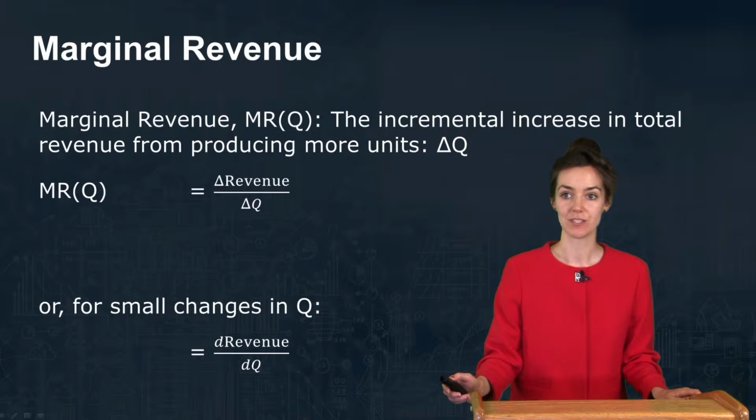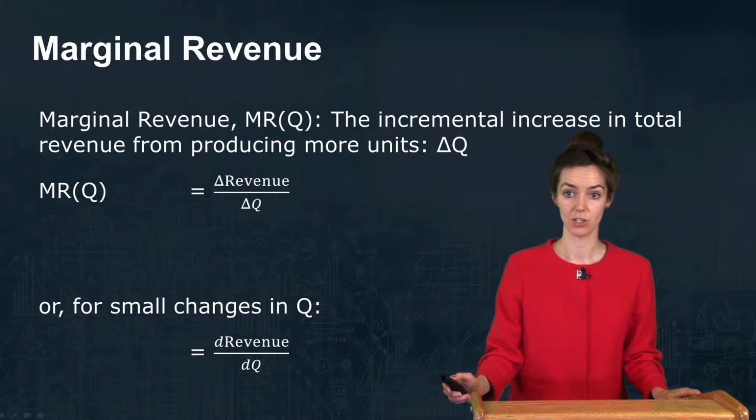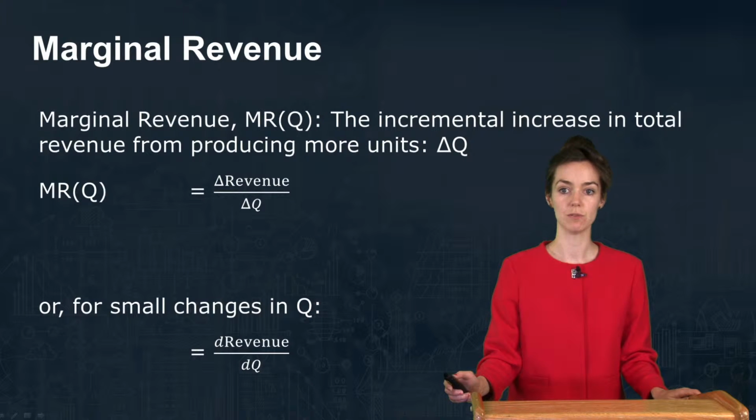Well, marginal revenue is the incremental increase in total revenue from producing more units. So we can write this as change in revenue over change in Q. Or if we consider small changes in Q, we can write this as a derivative of revenue with respect to Q. So d revenue dQ.